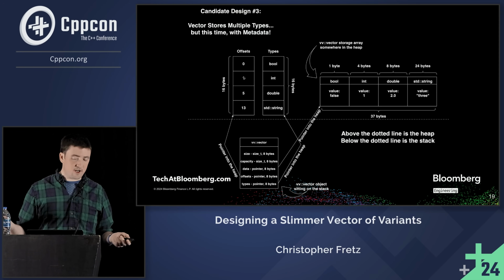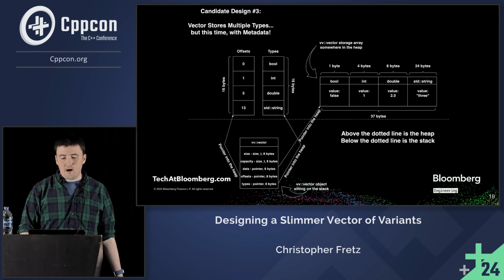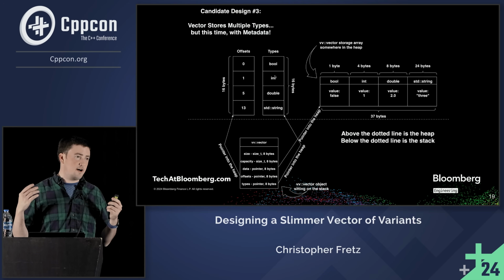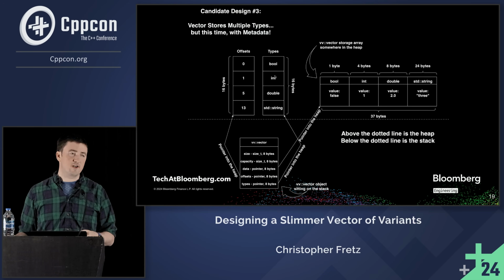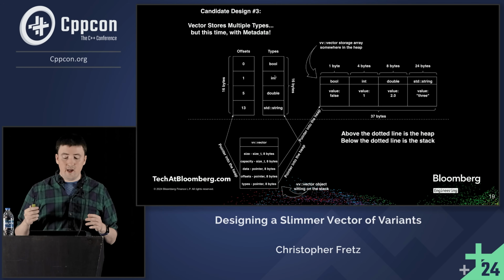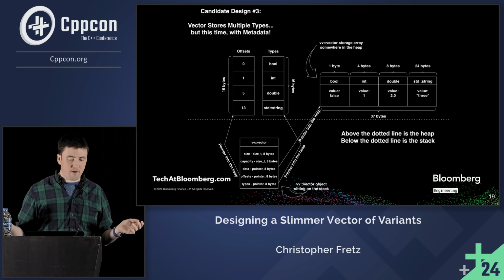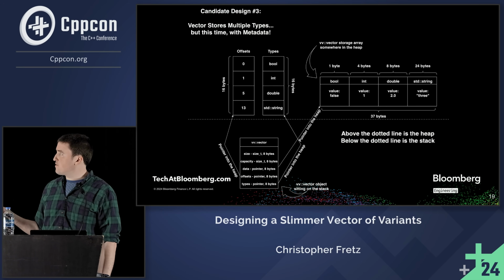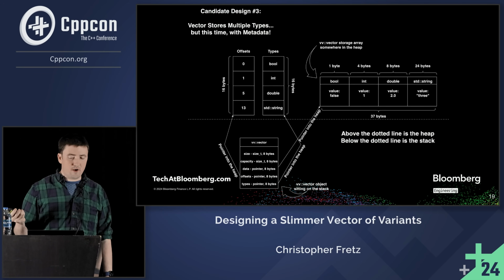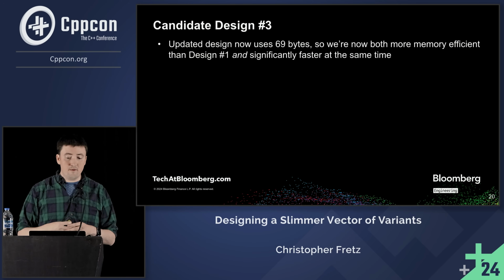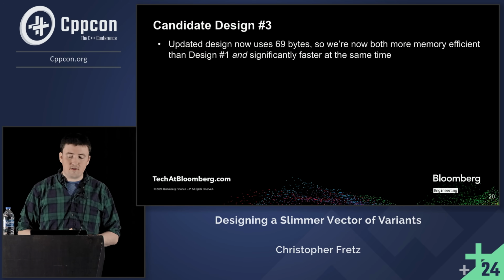That lets you know where the actual type itself begins. And then you're going to go into the type storage and find out this thing's an int. So I now know what type to cast it to when I give it to the user. And I also know it's 4 bytes wide on the platform that we're on. So this gives us basically all of the information that we actually need here. And so this design uses 69 bytes.